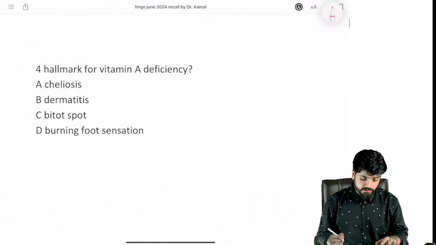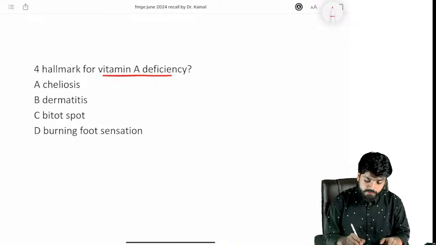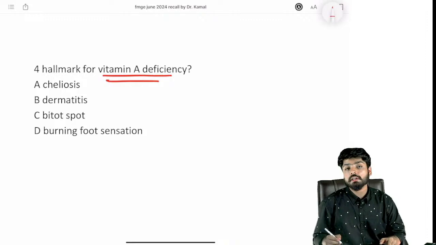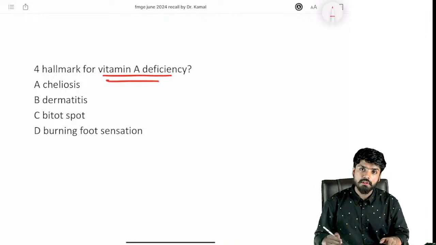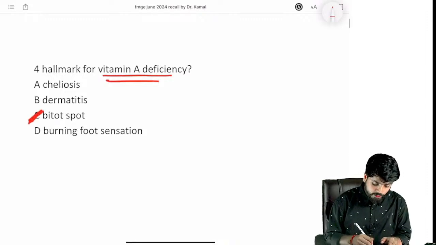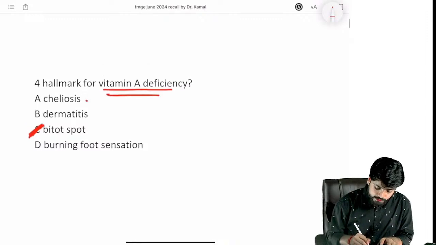Now moving on to the next one. Hallmark, this is a very easy question. The hallmark for vitamin A deficiency, if it had come picture based, then also we could have understood, like a white color lesion in the cornea. It's simply Bitot spot. We can revise what the others are.